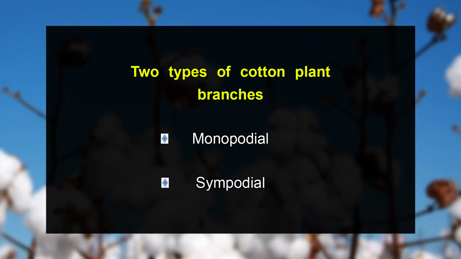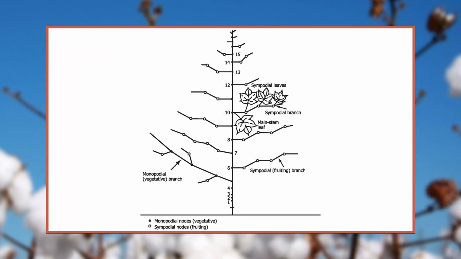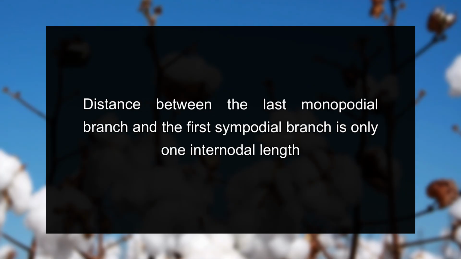The cotton plant has two types of branches, monopodial and sympodial. Some genotypes may have both monopodial and sympodial branches, while others may have only sympodial branches. Monopodial branches are larger than the sympodial branches. The distance between the last monopodial branch and the first sympodial branch is only 1 internodal length.